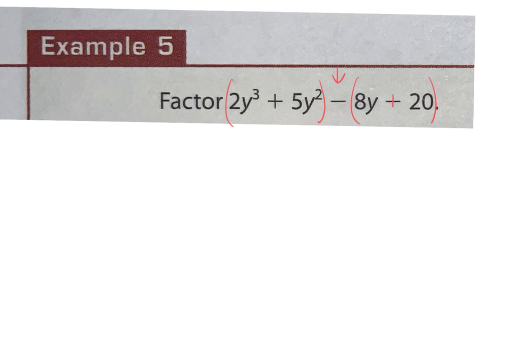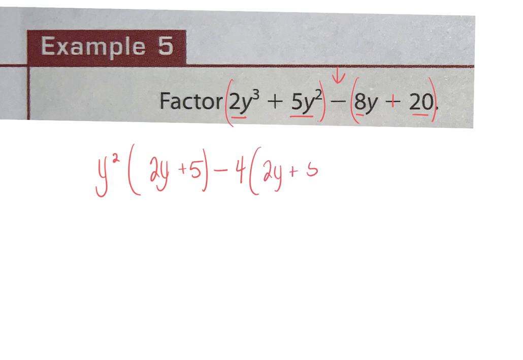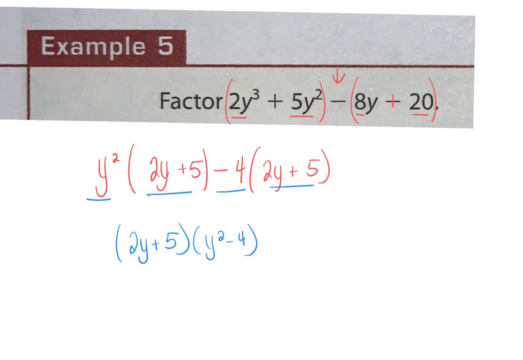And then I'm going to look between these. 2 and 5 doesn't have anything, but I can pull a y squared out. I have 2y plus 5. When I group over here, 8 and 20 have a 4 in common. I have 2y plus 5. All right? 2y plus 5 is what I have in common. Y squared minus 4 is what I have left over. And so this is a factor by grouping, and I'm not done yet.